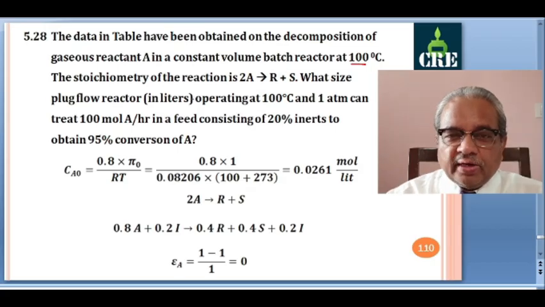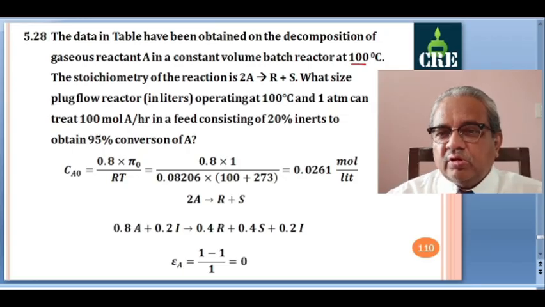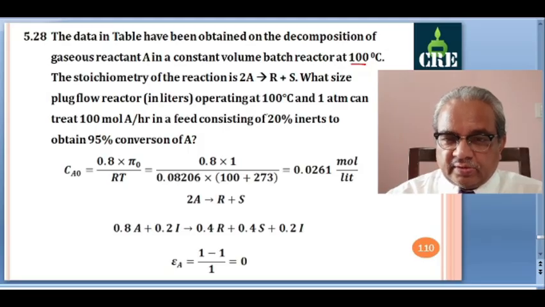What size of plug flow reactor in liters operating at 100 degrees Celsius and 1 atmosphere can treat 100 moles of A per hour in a feed consisting of 20% inerts to obtain 95% conversion? Now here stoichiometry is 2A gives R plus S, 2 moles giving 2 moles, so number of moles are constant. But if pure A is used, then epsilon is 0. 20% inerts are there, so you have to again calculate epsilon and check.